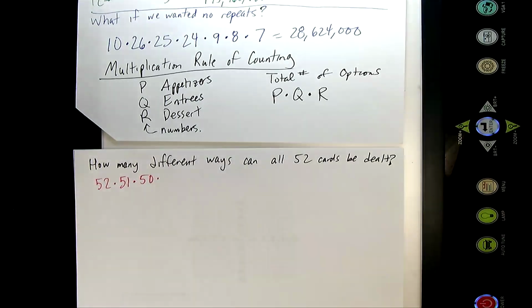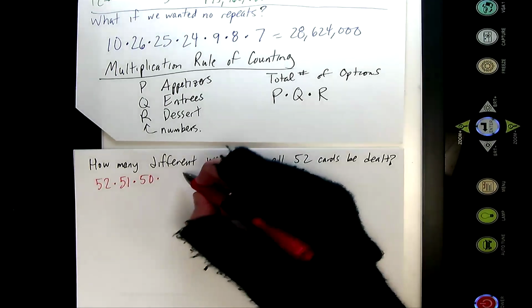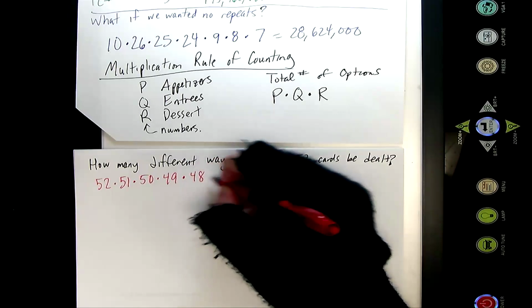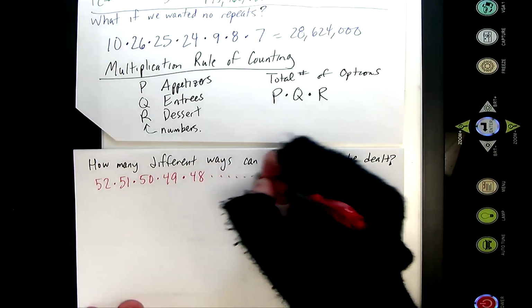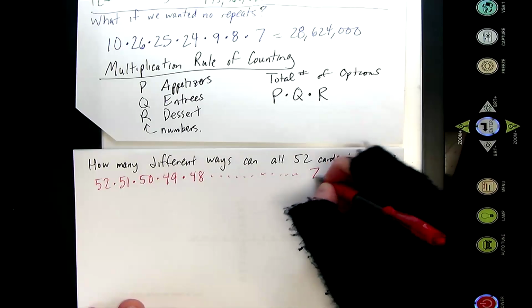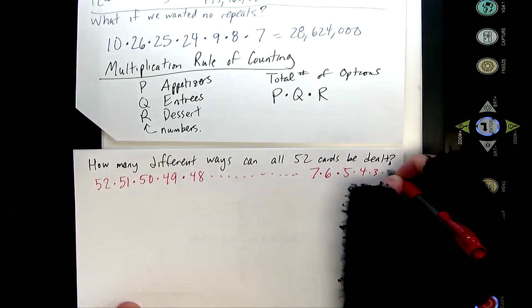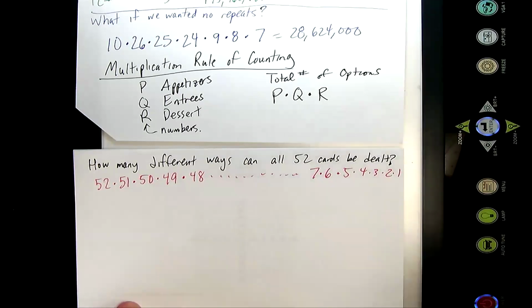Val's sitting there in the back, quiet. We're gonna make her participate. Val, what's the next number? 49. That's not too hard, is it? It's following a pattern, right? It keeps going down and it's gonna keep going down until we get down to 7 cards, 6 cards, 5 cards, 4 cards, 3 cards, 2 cards, and finally we're stuck with the last card. There's only 1 card left.